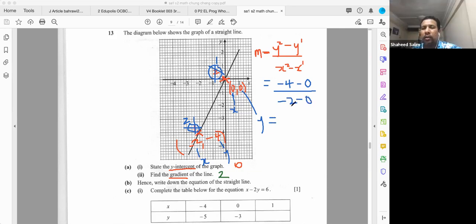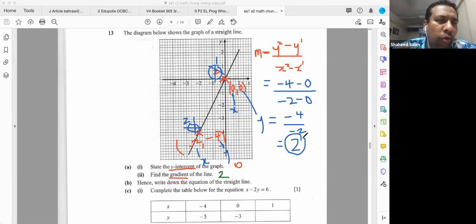And then you calculate. So minus 4, minus 0 is minus 4. Minus 2, minus 0 is minus 2. Minus divided by minus gets plus. 4 divided by 2 gets 2. Can you see the gradient is the same? And when you use the formula, you don't need to worry about whether it's positive or negative. The formula will help you find out. Okay?